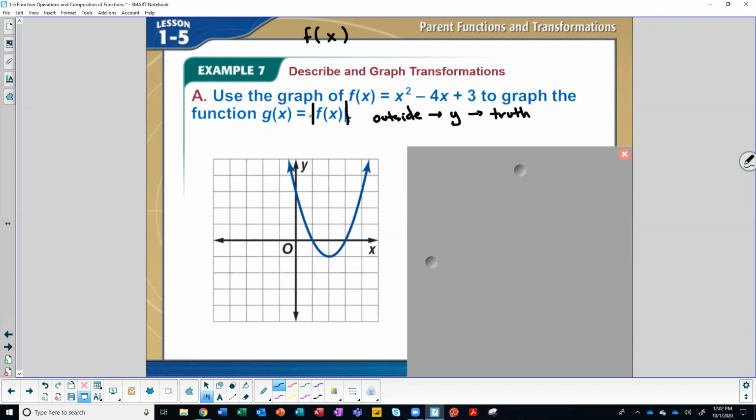So absolute value means we take negatives and make them positive. So we're going to look at our graph, and we're only paying attention to the y's here. We're going to make negative y's become positive y's. This is the only negative portion I see. It's the only negative y's. So this negative portion of y's is going to go away, but it's going to become a positive portion. So you just make it reflect up like this. And this part of the graph disappears.